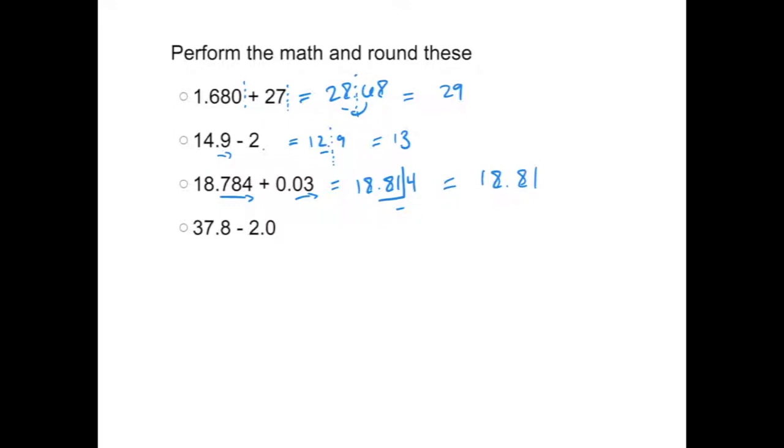Now this last one, 37.8 minus 2.0 is 35.8. And since both of them go 1 past the decimal, my answer goes 1 past the decimal, it's all done. We don't need to round it. In fact, that's the best case scenario when both your numbers go to 1 past the decimal, and your answer likewise is 1 past the decimal.